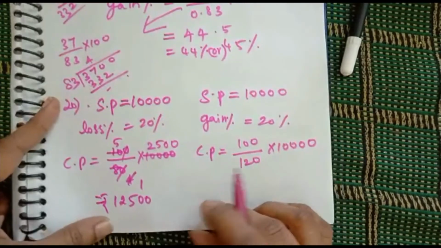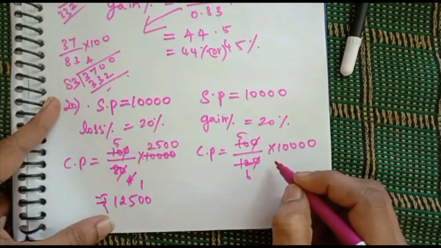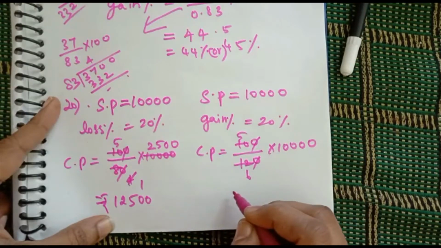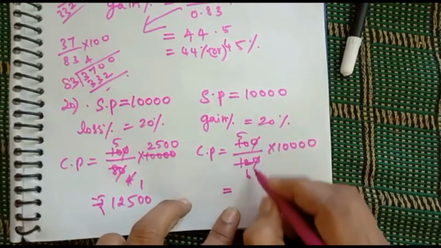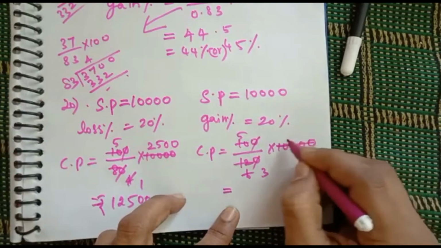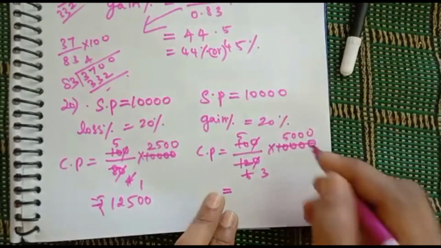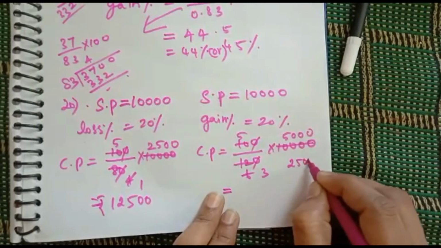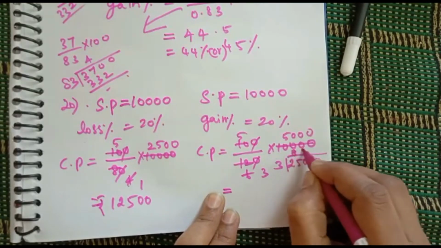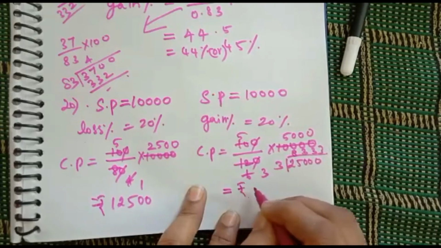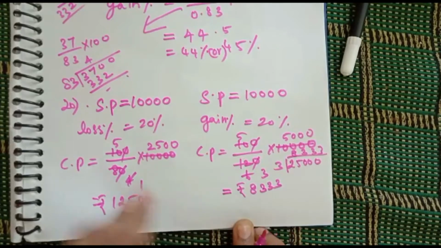Here just simplify it. Listen students, this is 25,000 divided by 3. If you divide it, then you get rupees 8,333. Is it clear?